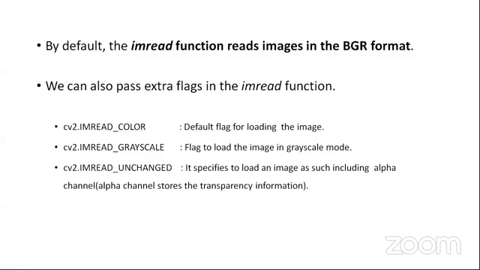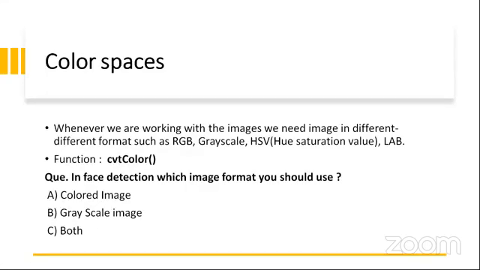So this is all about the imread function. Now we move forward to color spaces. So what are color spaces first, and why do we need them? Whenever we are working with an image, we need the image in different formats: RGB, grayscale, HSV, LAB. We need to do the conversion.